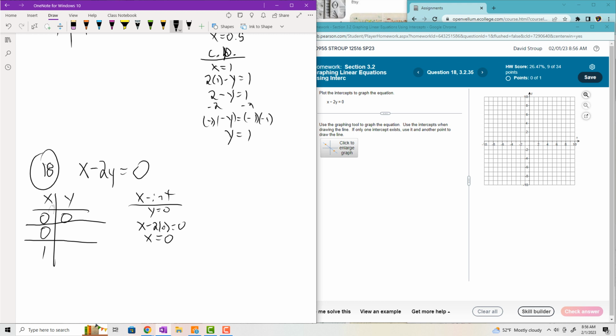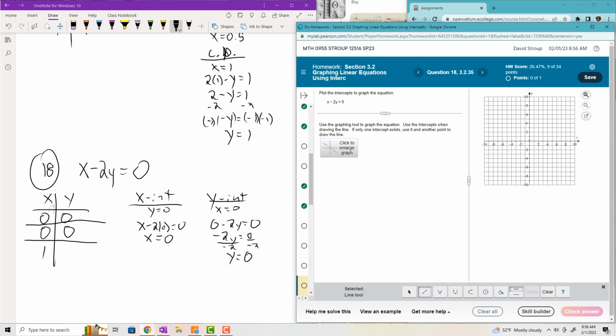So 0, 0. And then for the y-intercept, you let x equals 0. Right? So you have 0 minus 2y is 0. So you get minus 2y is 0, divide. So you get y is 0, so 0, 0. And if you try to plot it now, you're just not going to be able to, because you go to the point, you put it on there, and it's not clear where the second point is.